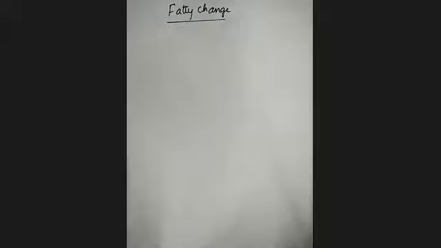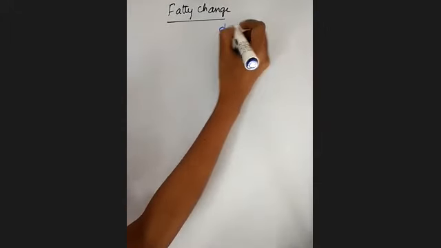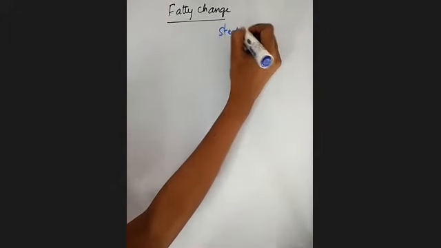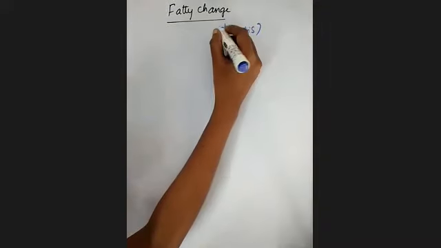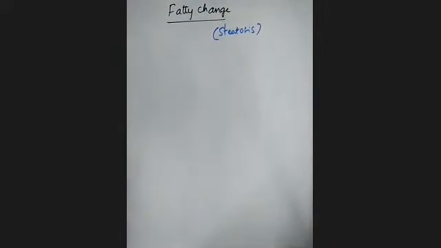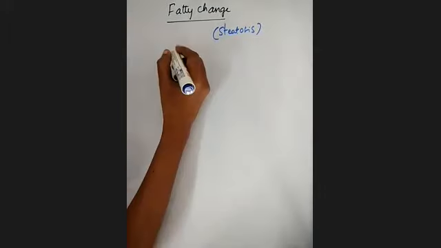Today we are going to discuss one of the morphological features of cell injury, that is the fatty change. This fatty change is also known as steatosis. If you see this fatty change, you will call it intracellular accumulation.